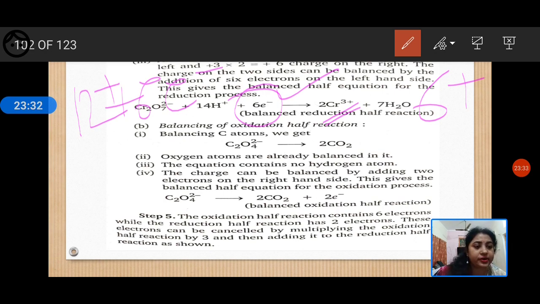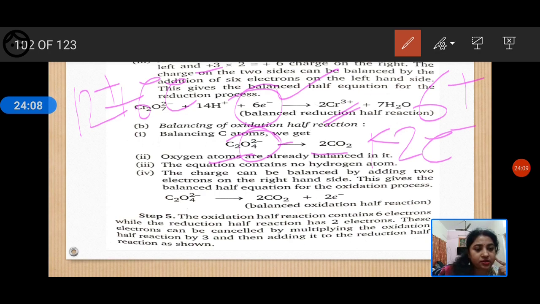Oxygen atoms are already balanced in this. 2 twos are 4 O on both sides, so oxygen is balanced. Carbon, C2, 2C, carbon is also balanced. The equation contains no hydrogen atom. The charge can be balanced. How will we balance the charge here? Here you can see 2 negative charges. So if we add 2 electrons on this side, then on both sides the charge is equal now. 2 negative, 2 negative.